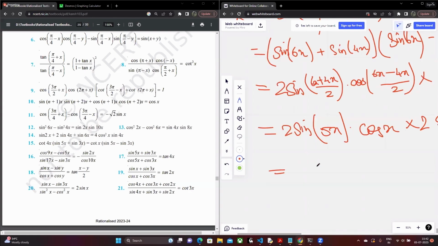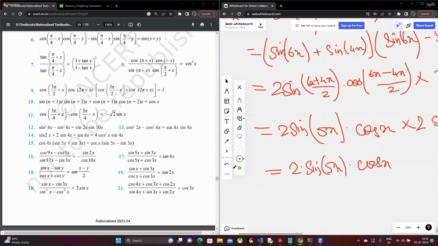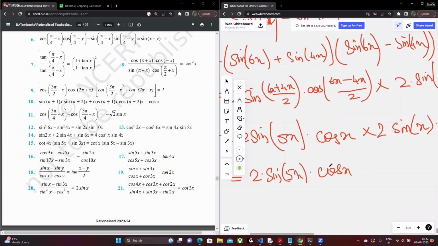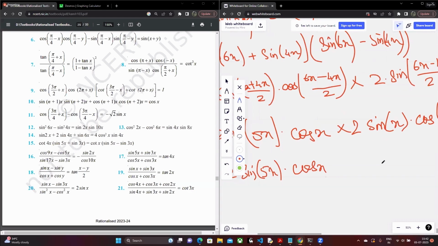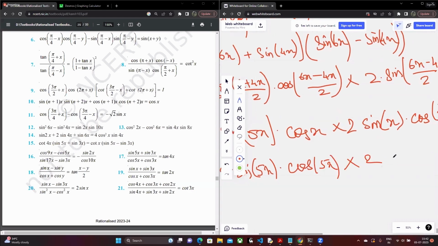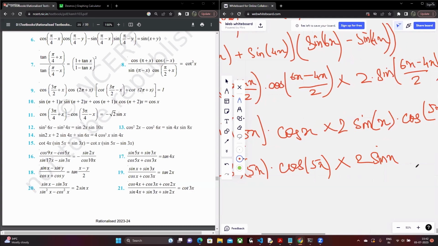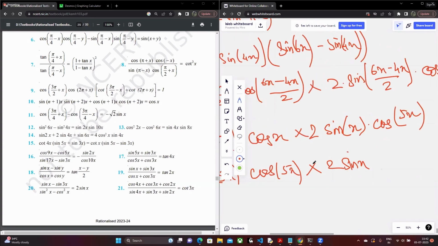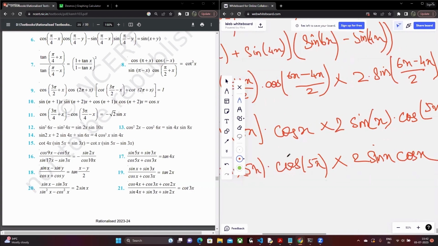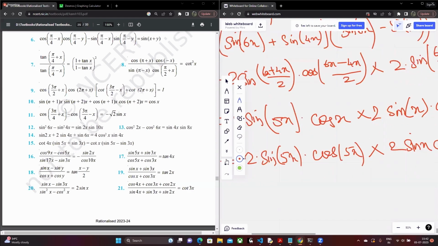So I can basically write this as 2 sine of 5x into cos x, into cos of 5x into 2 into sine x into cos x. Remember that 2 sine a cos a is going to be sine of 2a.